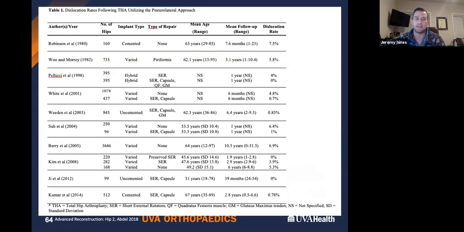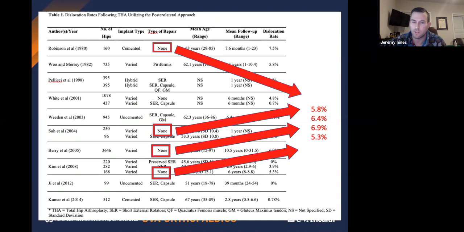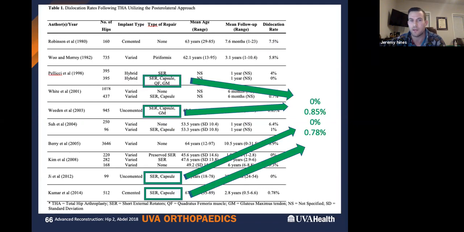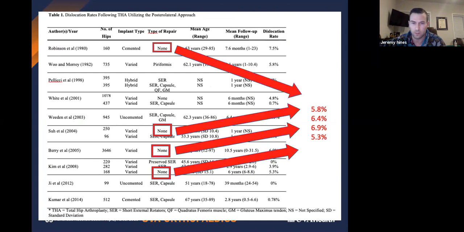If we look at some literature from historical and relatively newer data, we can see that if there is no type of posterior repair in terms of the capsule and short external rotators, our dislocation rate is pretty abysmal. Now, looking at some of these same studies, when they repaired things like the short external rotators and the capsule, the dislocation rate is much lower. And I would advocate that it's probably not 0%, but it's much lower than what it was before.